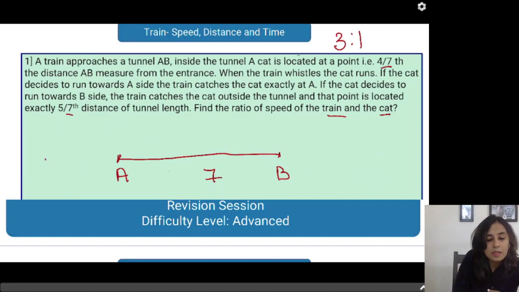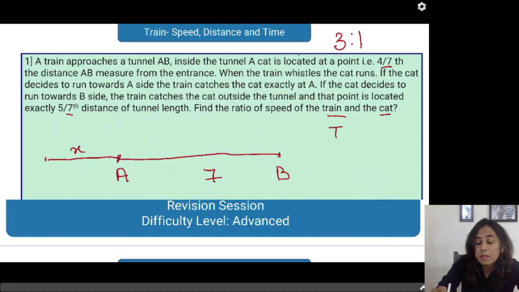Now let us assume that the train is at point T and the distance from T to A is X. We are asked to find the ratio between the speed of the train and the cat. So let us see what the first condition is. The cat is located at 4/7 the distance of AB. So this is where the cat is, at point C, and it is 4 units away from A.